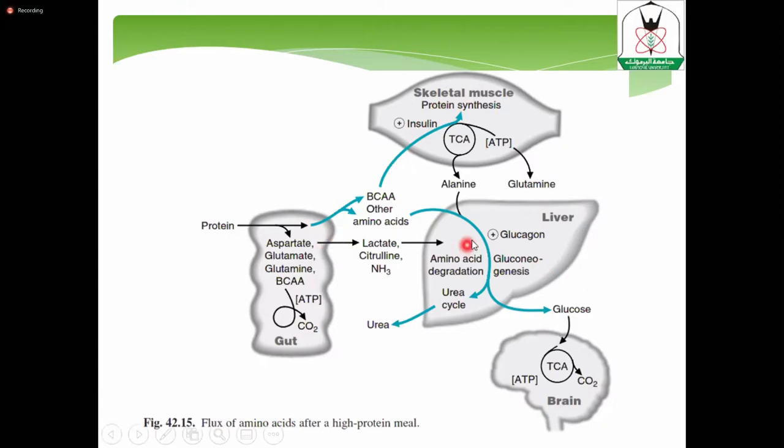Host molecule, and these amino acids are known as glycogenic amino acids. Why is the liver interested in converting these molecules to glucose? Because the liver is responsible for supplying the body with glucose. So that's why it is very selective in choosing certain amino acids in order to produce a glucose molecule.